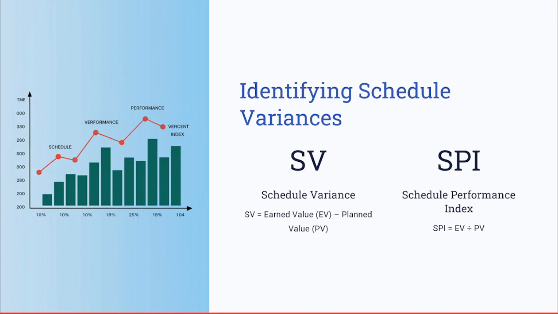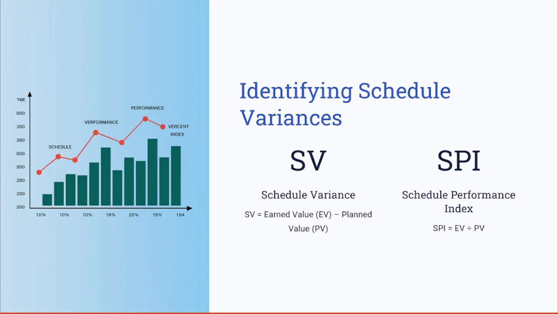And here is how to read the result. If the schedule performance index, or the SPI, is greater than 1, the project is ahead of schedule. Okay, clear? Again, if the SPI is greater than 1, that means the project is ahead of schedule. And if the SPI is less than 1, then the project is behind schedule, and you need to take corrective action.